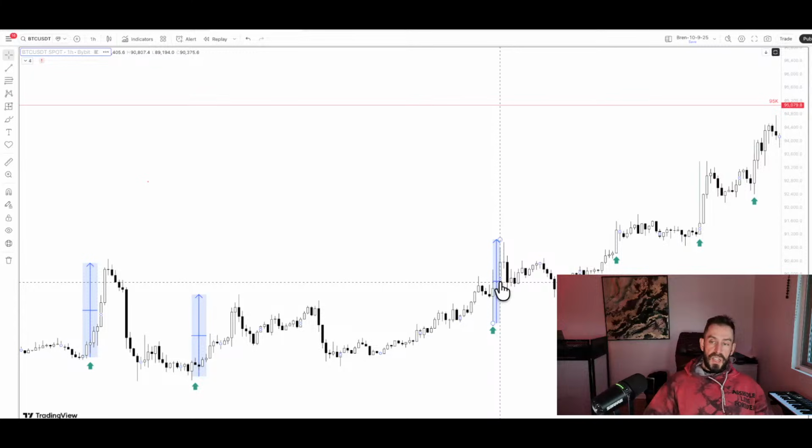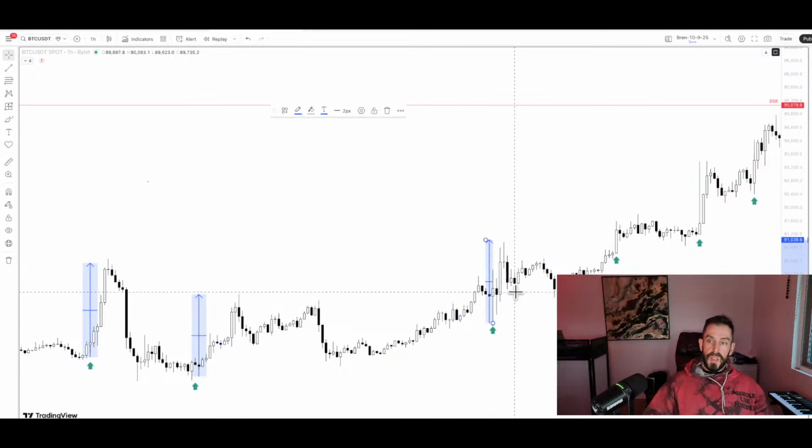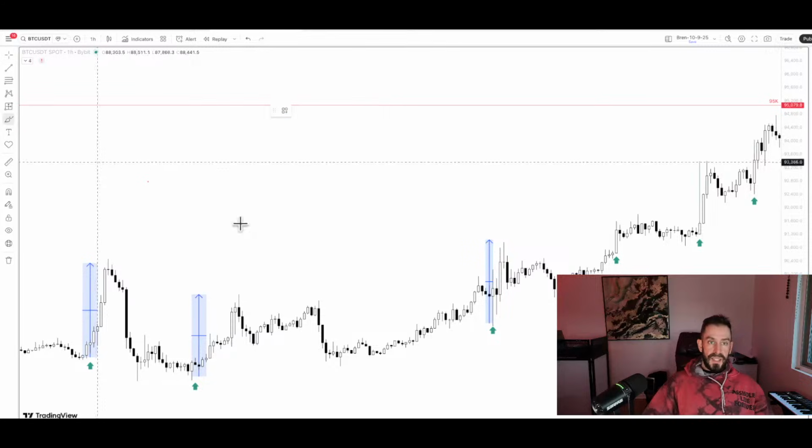So if we entered here, our stop loss, let's move this out of the way. If we entered here, our stop loss would be here. And notice the price didn't hit our stop. So this was our entry, right? Right here. So we're in the trade now, and our stop loss is right here.